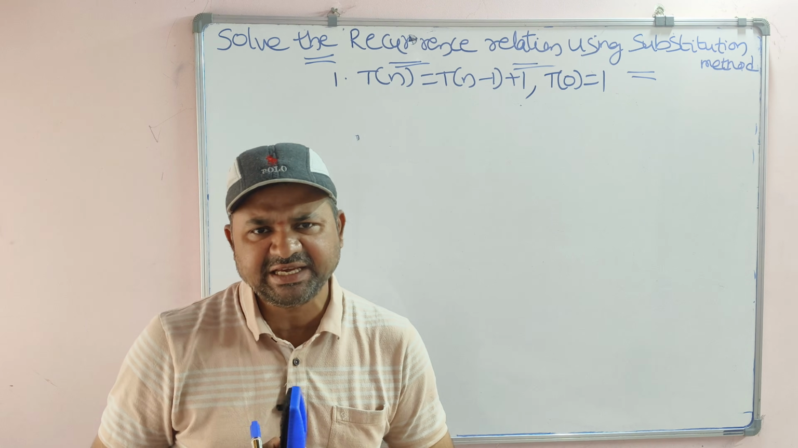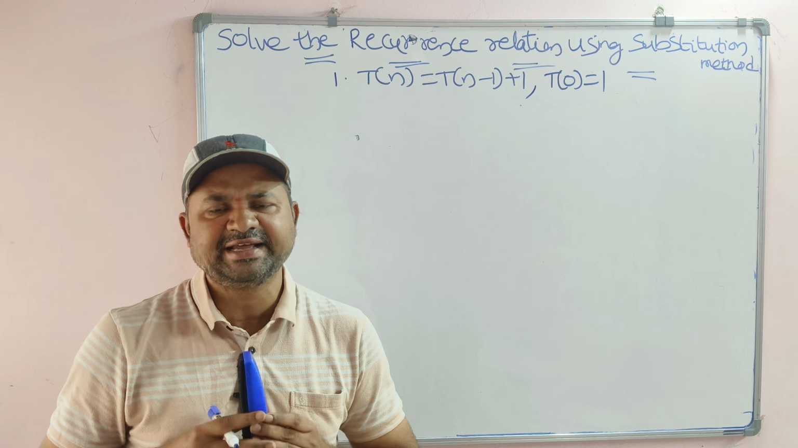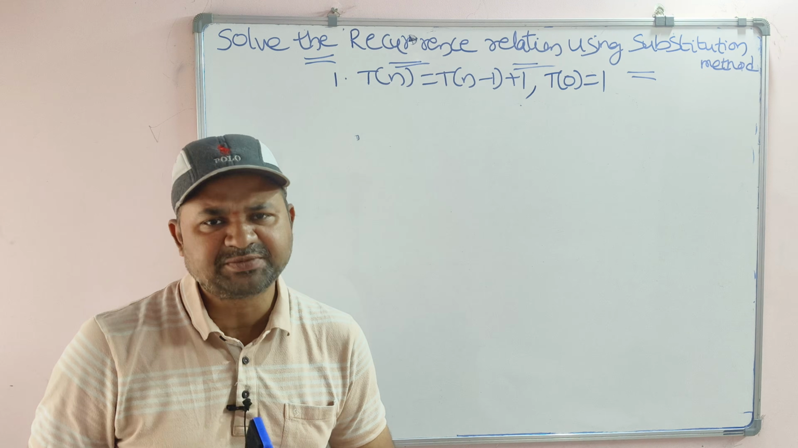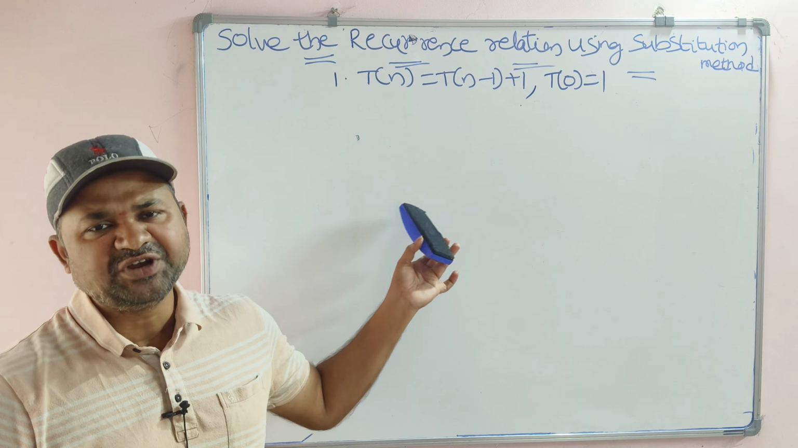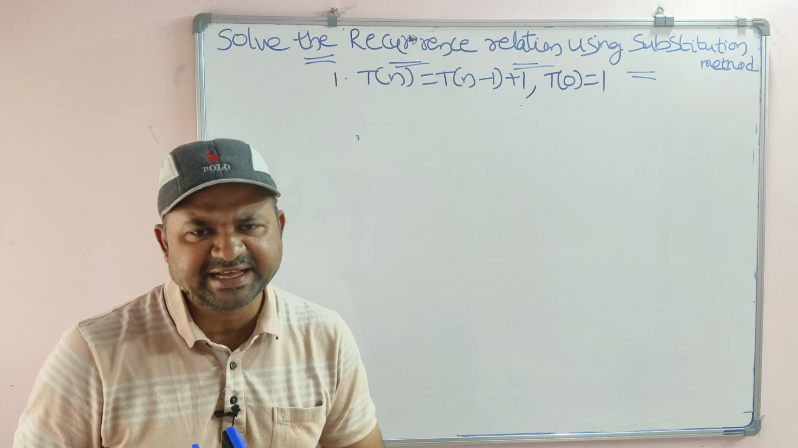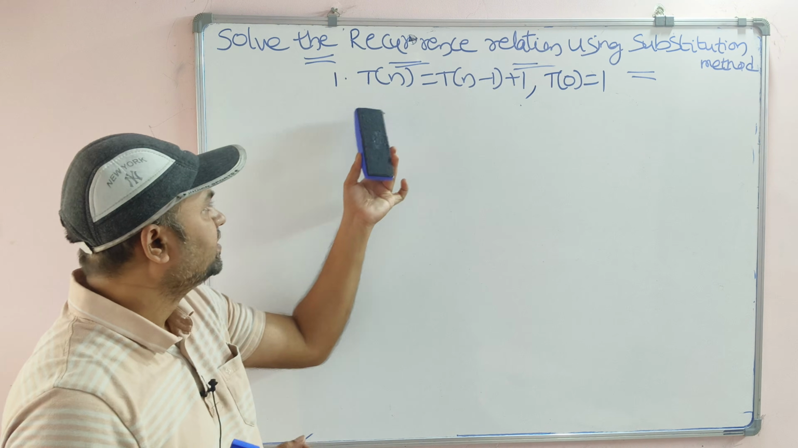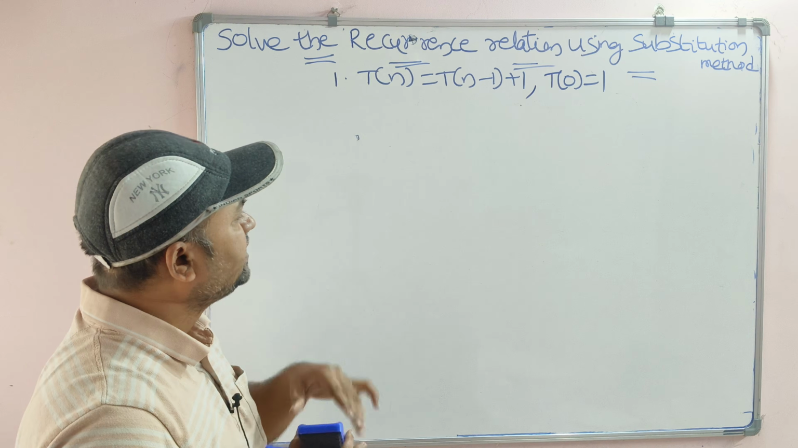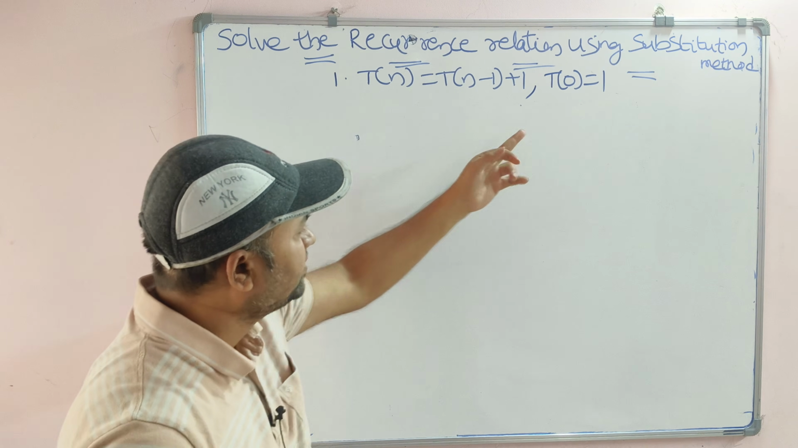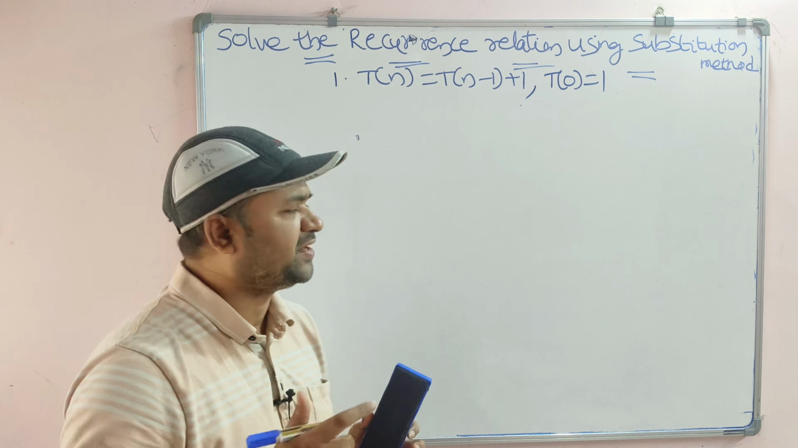Now let's see how to solve the recurrence relations using substitution method. In this video we are going to solve three recurrence relations using substitution method. Let's see the first one. T of n equal to T of n minus 1 plus 1, T of 0 equal to 1.